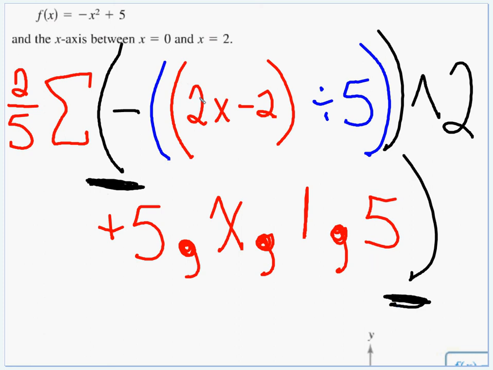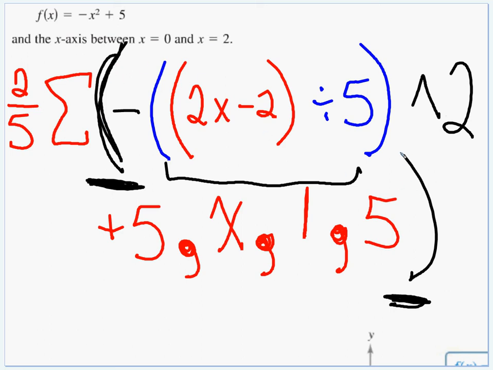So let me double check my parentheses here. It's a good thing I color coded it, because the red ones are here and the blue ones are here. That's our quantity squared. And then our plus 5 is outside that. The black parentheses are closing off the summation.